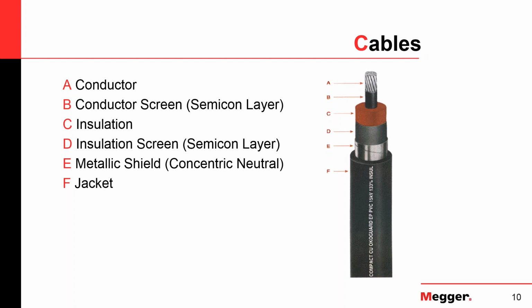Then you have the main insulation. Then you have another semicon layer around the main insulation, which should provide a smooth transition from the main insulation into the actual metallic shield or concentric neutral. Some people call it drain wires, but the metallic shield, the high voltage return, is then typically surrounded by a jacket. There is unjacketed cable, which is a particular problem, but today most of the cables installed are jacketed, or should be jacketed at least.